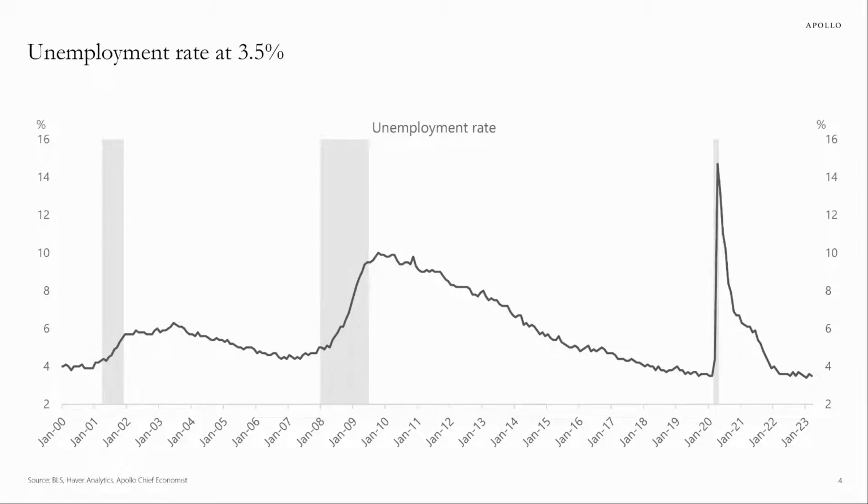One of the problems is that, again, it's very nice in principle that we have a very low unemployment rate, but it's very difficult to lower wage pressure if unemployment is so low.